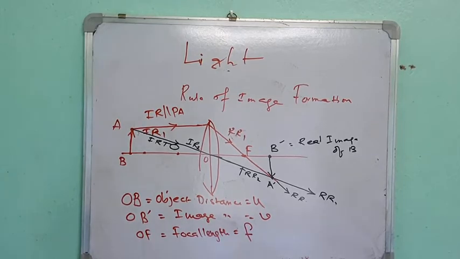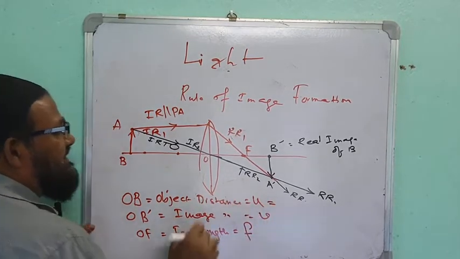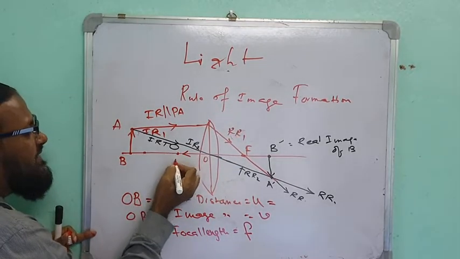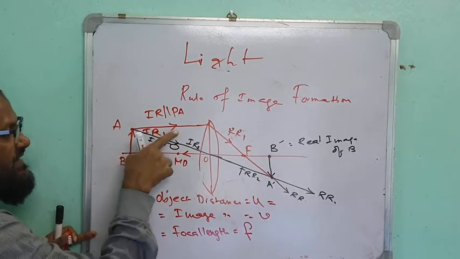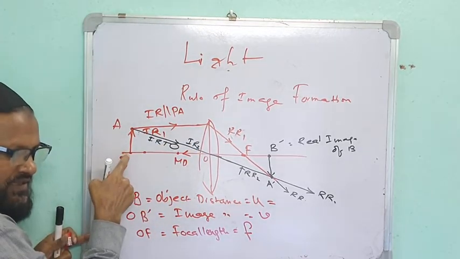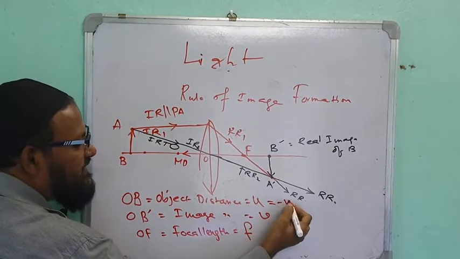Next part is very important. Next part is U, V, F: which is positive, which is negative. Please see here. This is the incident ray. For you, sir, this is the measurement direction. Incident ray and measurement direction are opposite, therefore U is negative.